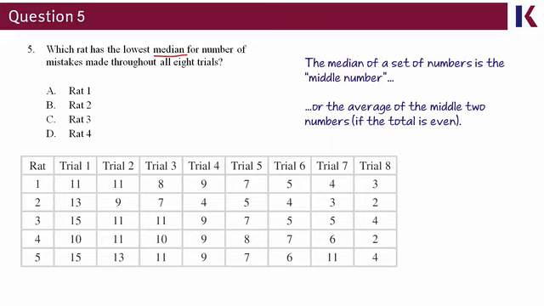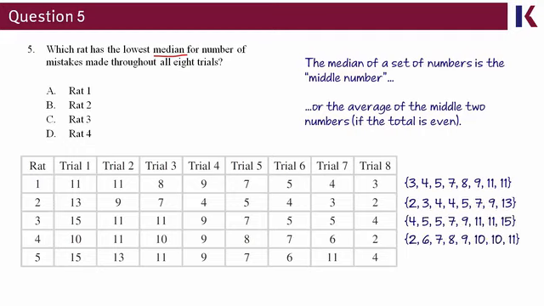The median, if we start with rat number 1, means that we have to order the trials from least to greatest or greatest to least, but least to greatest is a good standby, which ends up looking like this. Then we can do the same for rats 2, 3, and 4. And, well, one piece of good news is we don't have to do it for rat 5 because there's only 4 answer choices and rat 5 isn't an option, so we don't have to think about him.